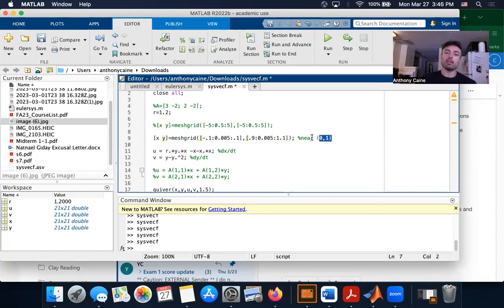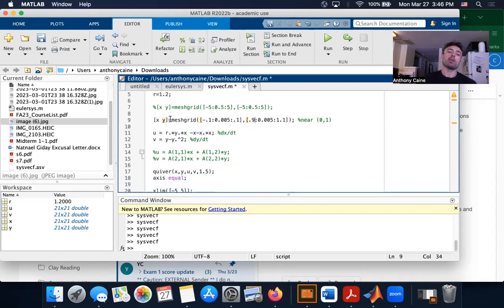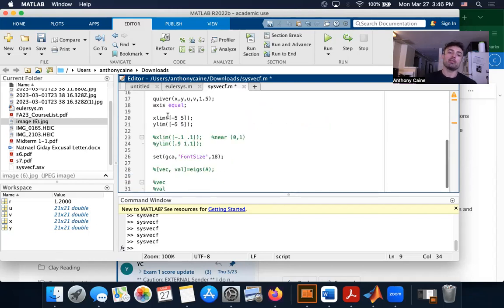And instead, we want to be near 0, 1. So my x is going from -1/10 to +1/10, and my y is going from 1 - 1/10, so 0.9, up to 1 + 1/10. And if I only change the mesh grid, and I don't change the x limit and y limit, you'll instantly know that something else is wrong.